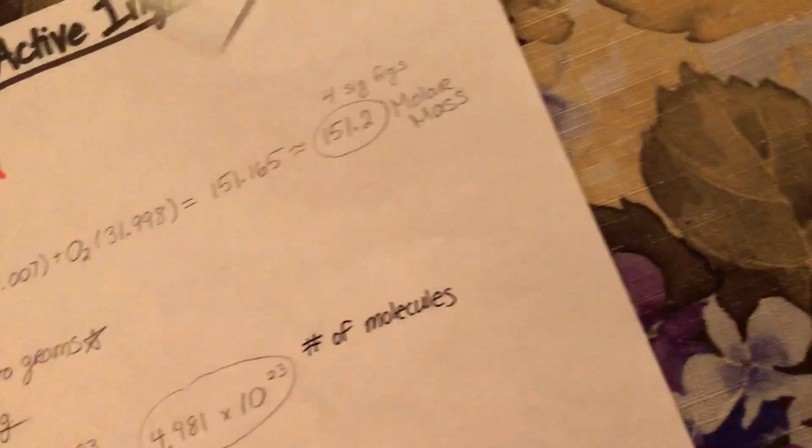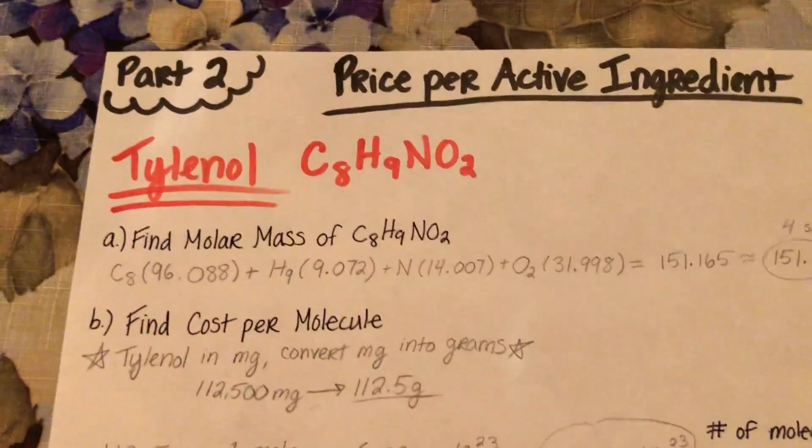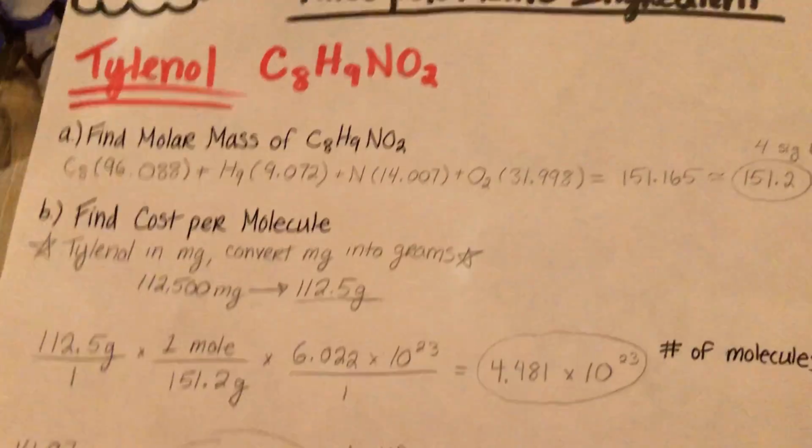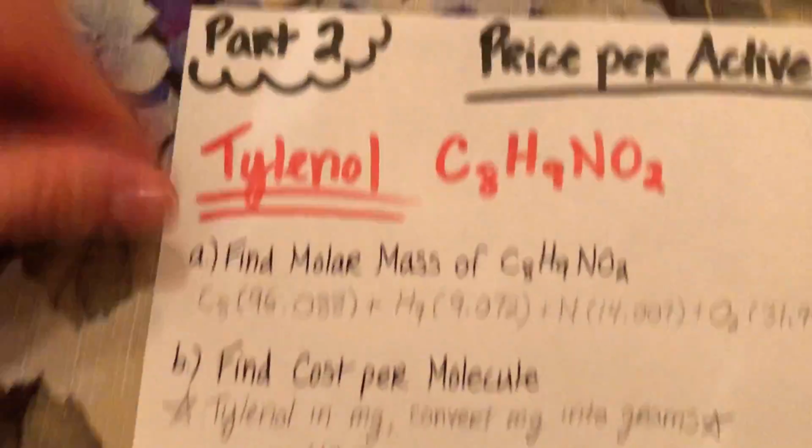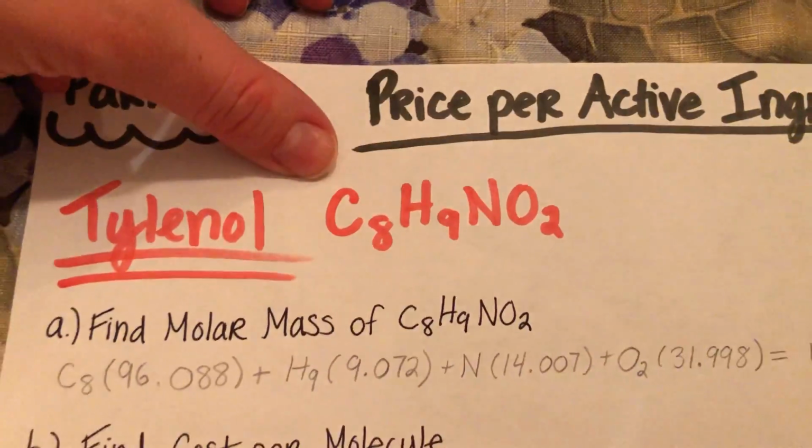Just making sure I have all my papers. Okay, I make sure I cover everything. All right, so now we have part 2, price per active ingredient. So now we're figuring out what is the cost per molecule in Tylenol. So the chemical compound for Tylenol is this.